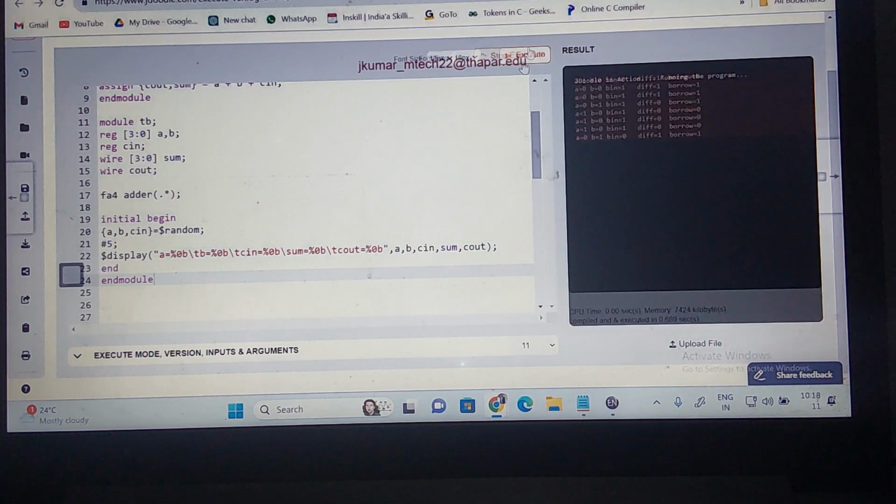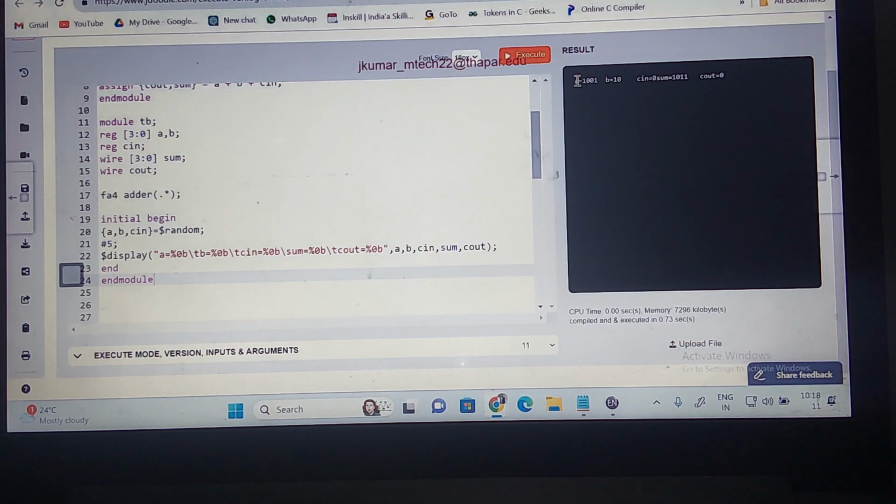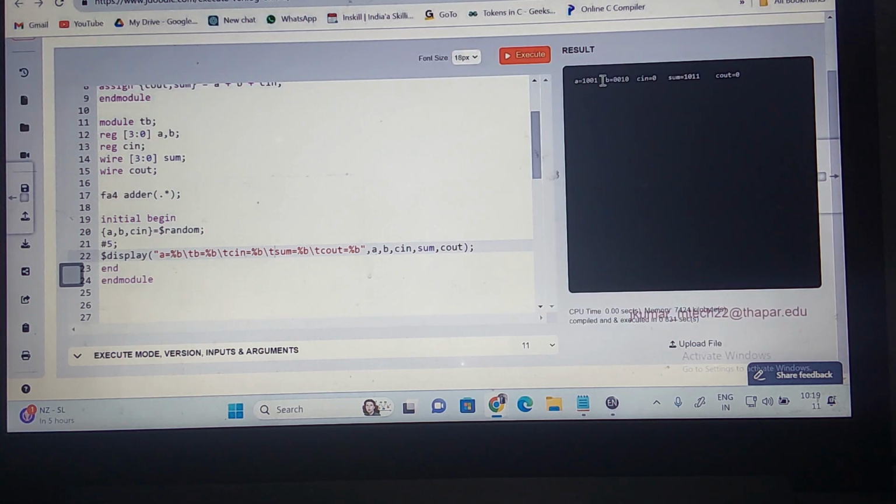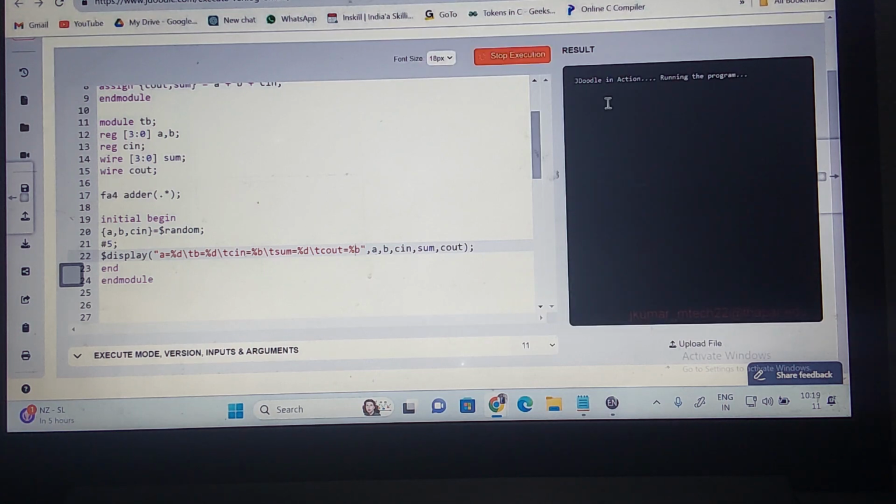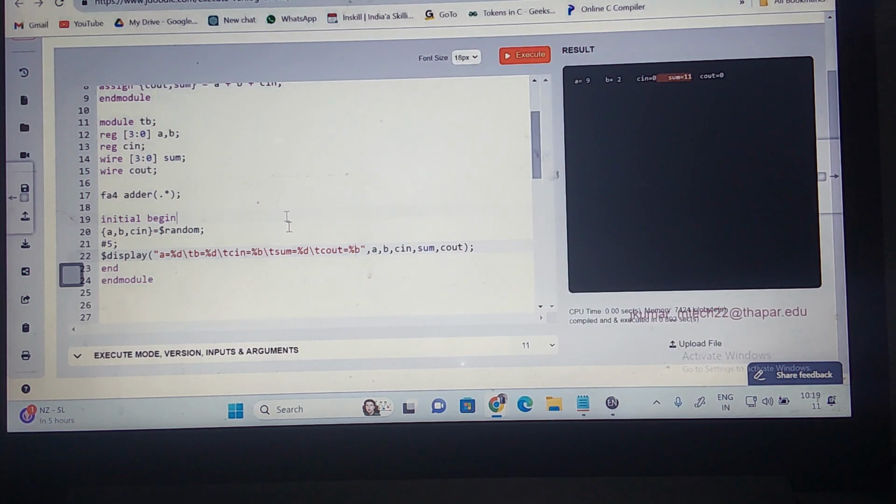Now let us run this. A is how many bits it is generating? 32 bits, right? So A should be 4 bits and B should be 4 bits. Let us remove this 0b and run this. Now A is 1001, B is 0010. 1001 is decimal 9 and 0010 is 2. Cin is 0. So 9 plus 2 means 11. Let me print this in decimal. Let us print B in binary because it is taking only 1 bit, sum in decimal, and Cout in binary. Now let us run this. 9 plus 2, the sum is 11. Correct.